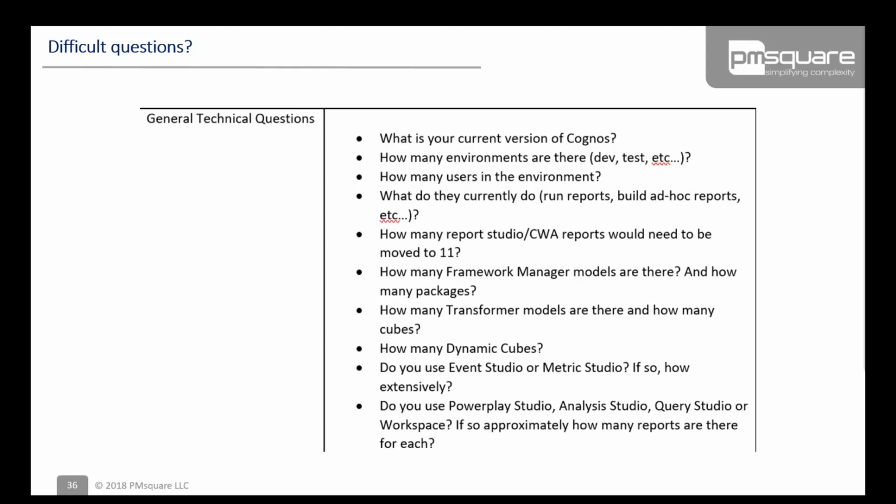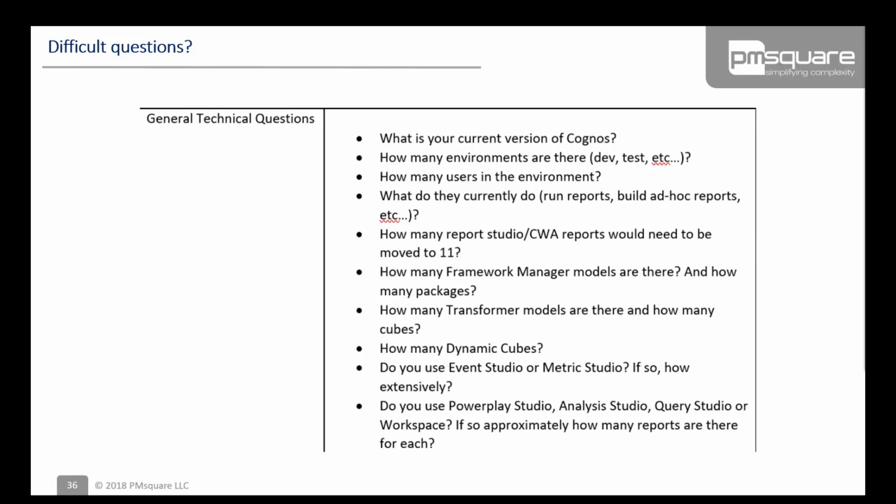So here are some questions that we were getting from a lot of our clients, or that we were asking our clients, I'm sorry, and they were having a hard time answering quite frequently. So what's your current version of Cognos? Okay, well, you can find an answer to that pretty quickly. But some of these items in here are not so easy to answer. So how many reports do you have that would need to be moved to Cognos 11 if you're doing a migration? How many framework models do you have? How many dynamic cubes do you have? Do you use some of these other studios that aren't really part of the core of Cognos 11? How many users do you have? I mean, how do you even answer that question?